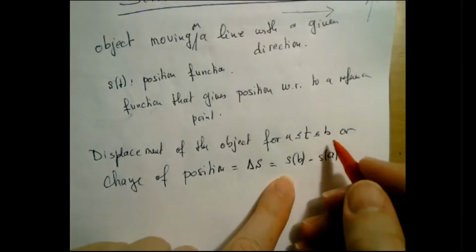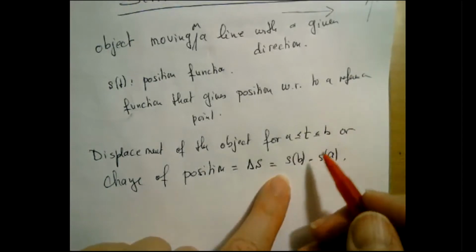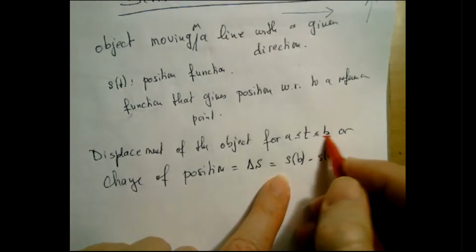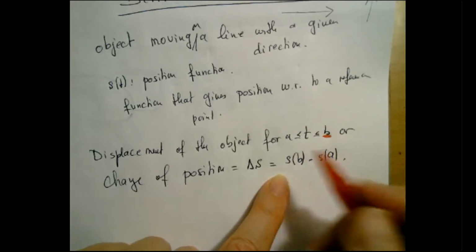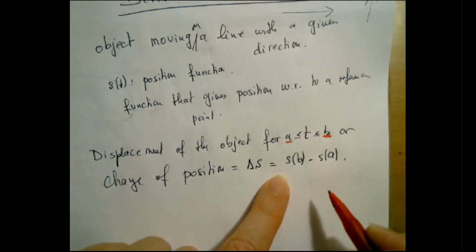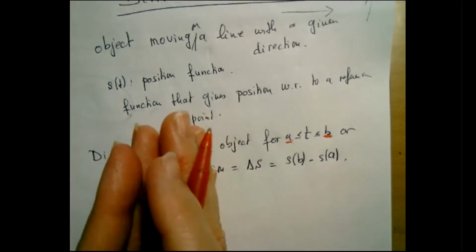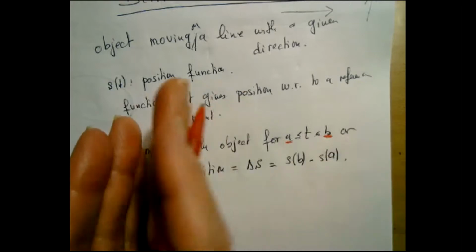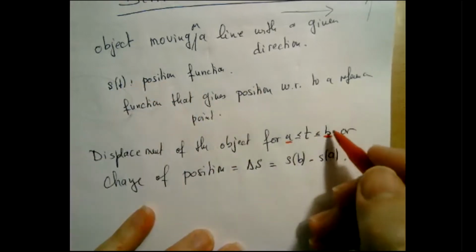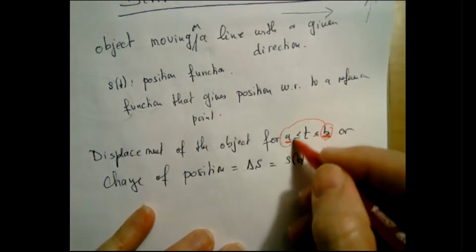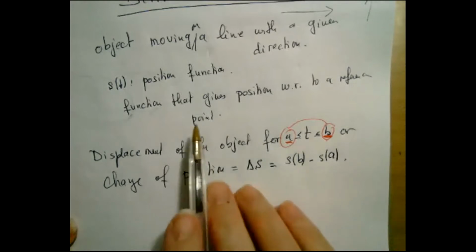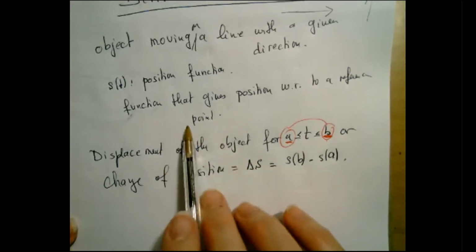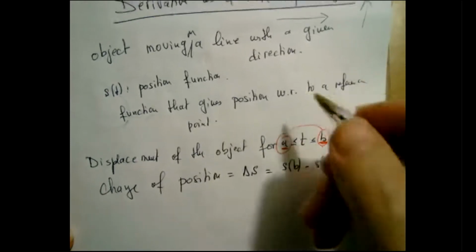But what I want to talk about is that when I'm talking about the change of position, it's always the position at the larger value minus the position at the smaller value. So when we're thinking about time, or input, we always go from left to right. So it's the value at b minus the value at a. And it's important because a lot of us are given function after function that gives position with respect to a reference point.